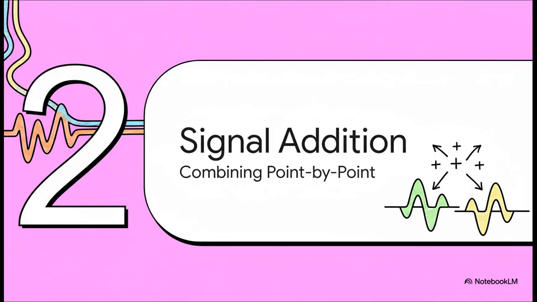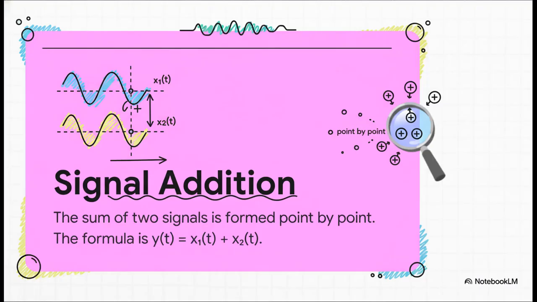Okay, let's kick things off with our first tool, and it's probably the one that feels the most natural: signal addition. Now, the key idea here, and you're going to hear this a lot, is that it happens pointwise. So what on earth does that mean? It just means that for any single moment in time, let's call it t, you take the value of the first signal and you literally just add it to the value of the second signal at that exact same moment. You do that for every single point in time and boom, you've got your new signal.